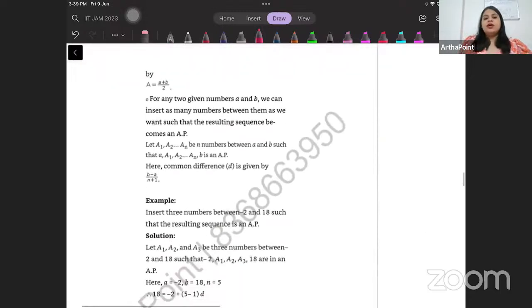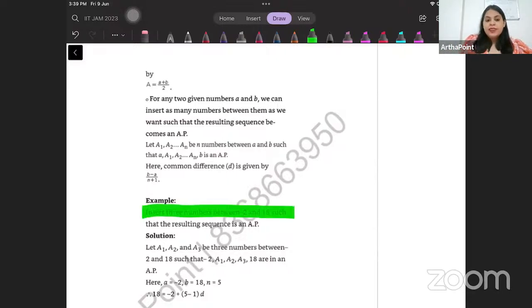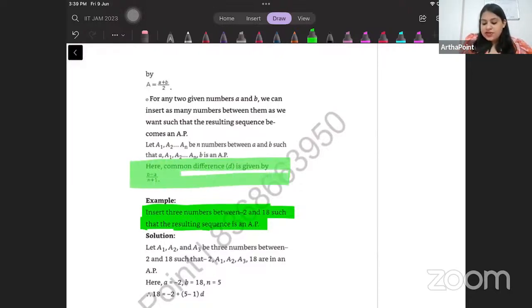Now let us go ahead and come to another property. See, sometimes a question will be like this. Let's read the question first. Insert 3 numbers between -2 and 18 such that the resulting sequence is an AP. So whenever you are given that you have to insert certain number of terms between two terms A and B such that the resulting sequence is in AP, you must be able to use this formula. The common difference is given by B minus A upon N plus 1.